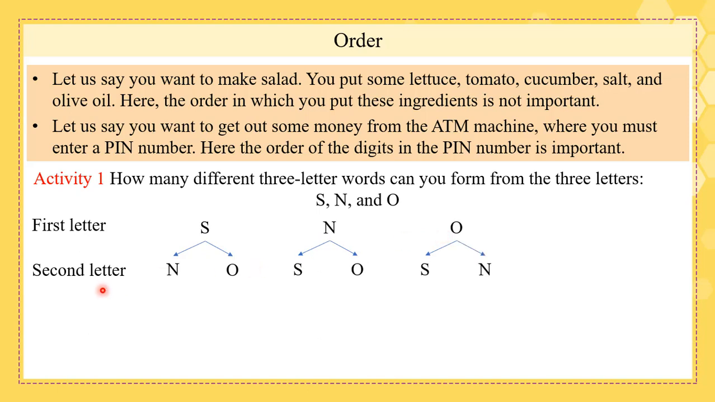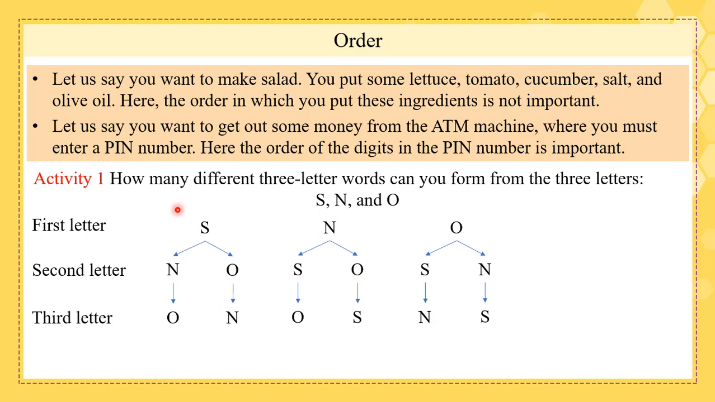Now let's go on to the third letter. If the first is S and the second is N, the third should be O. And if we have S and O, the third should be N. Similarly here, if the first is N and the second is S, the third would be O, and here the third would be S. And if the first letter is O and the second letter is S, the third letter would be N, and here we're going to have an S.